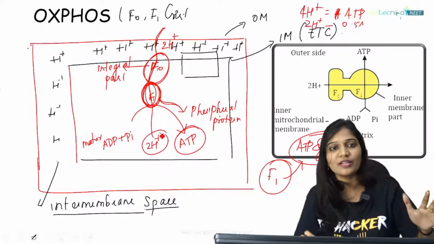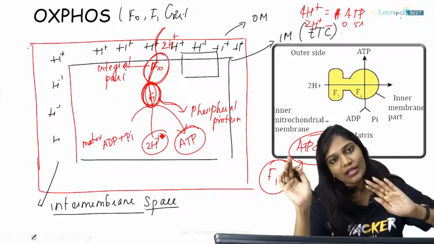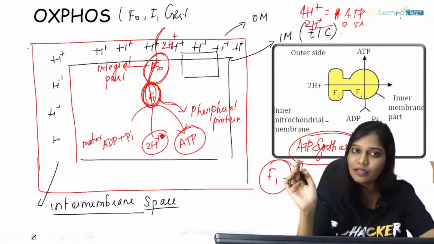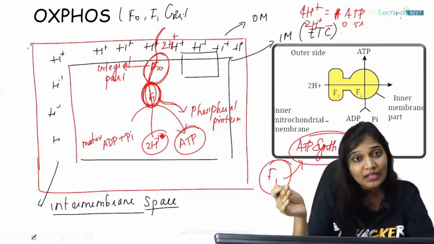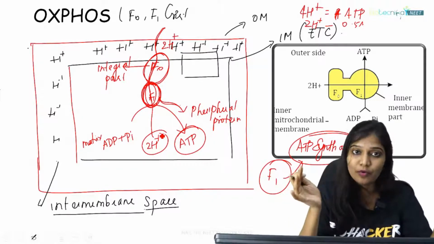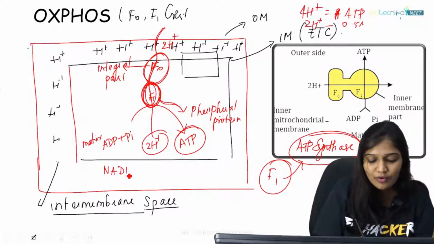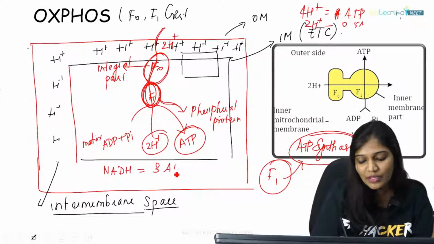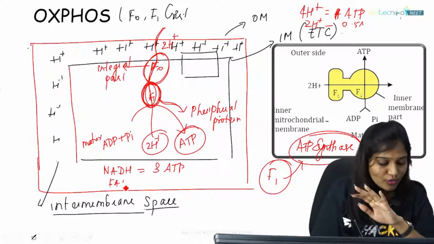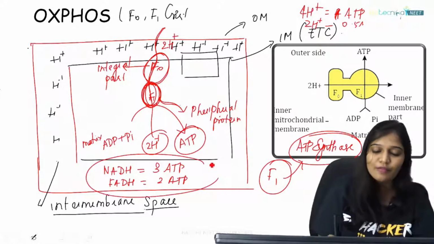What we are doing is, previously all the protons were in the matrix, but we push them in the ETC cycle to pump everything into the intermembrane space. From the intermembrane space, we bring them back to the matrix so that ATP is produced with energy. Please remember, NADH is going to produce 3 ATP and FADH2 is going to produce 2 ATP. This is the most important thing for your examination.